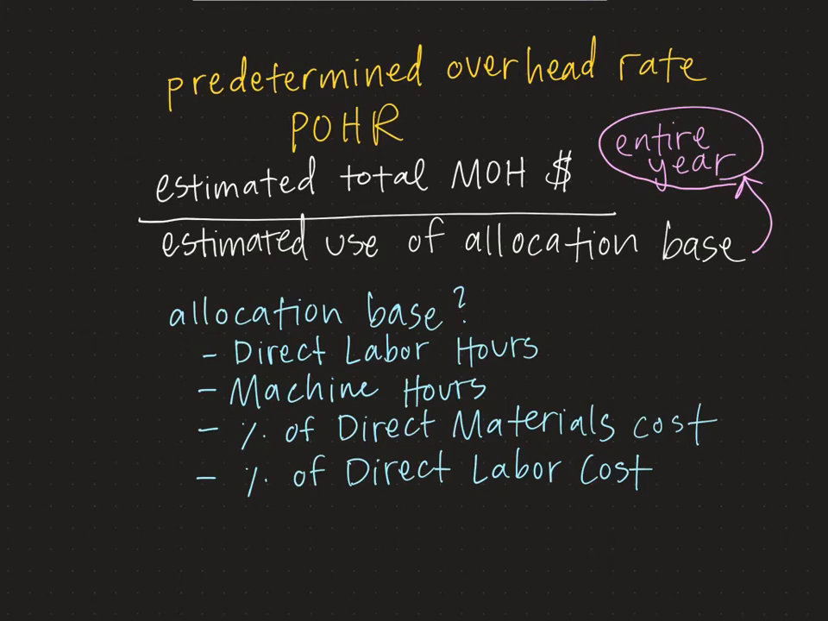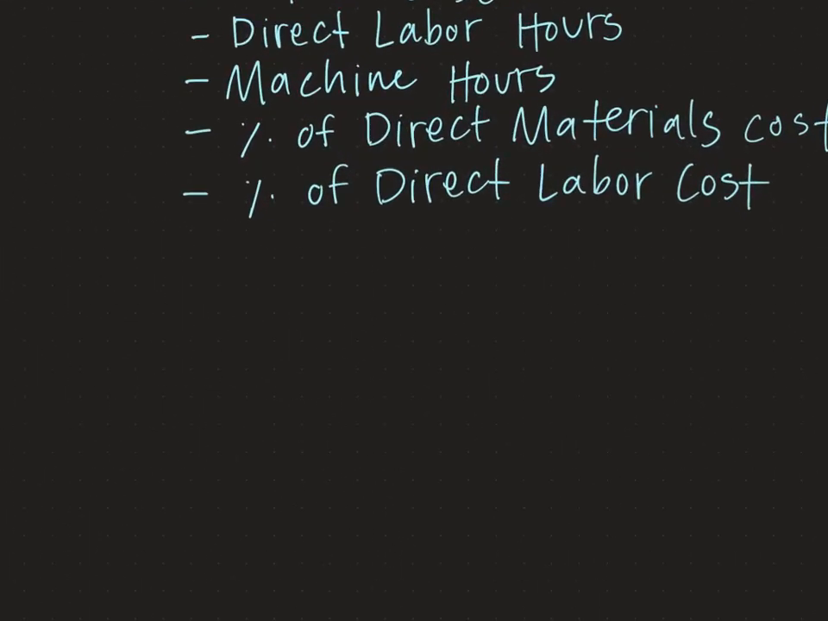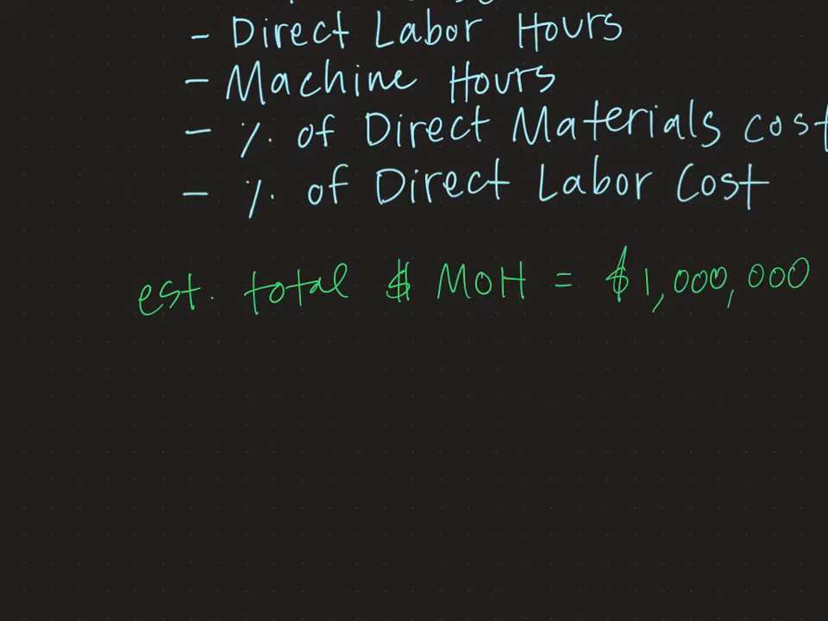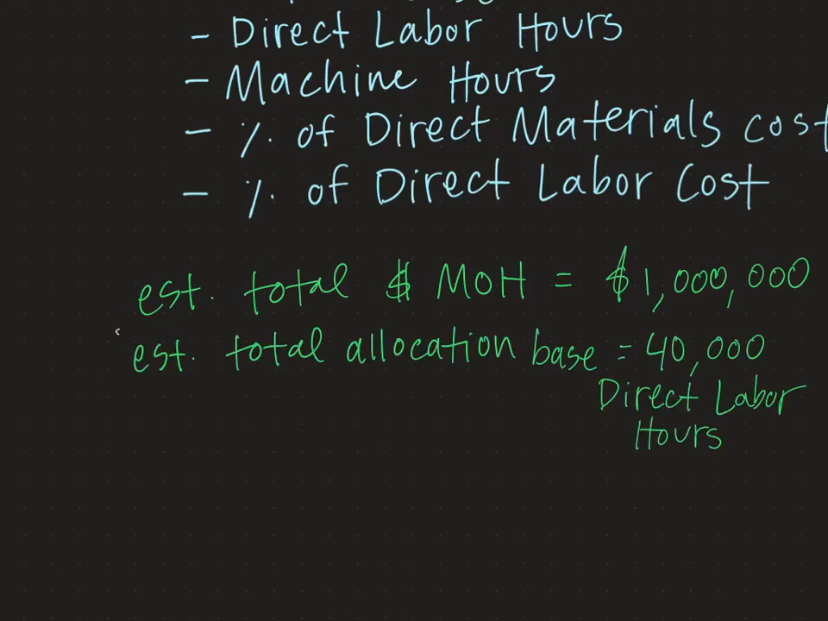Let's do a quick numerical example here. Let's say that we estimate total manufacturing overhead for the entire year to be $1 million. Let's also say that we have chosen direct labor hours as our allocation base, and we have estimated that total direct labor hours for the year will be 40,000. Based on our formula, we would simply divide the total estimated overhead by the total estimated cost driver to come up with a predetermined overhead rate of $25 for every direct labor hour.